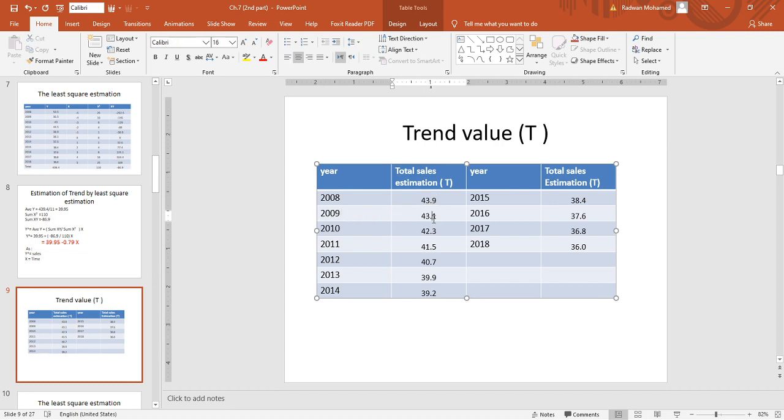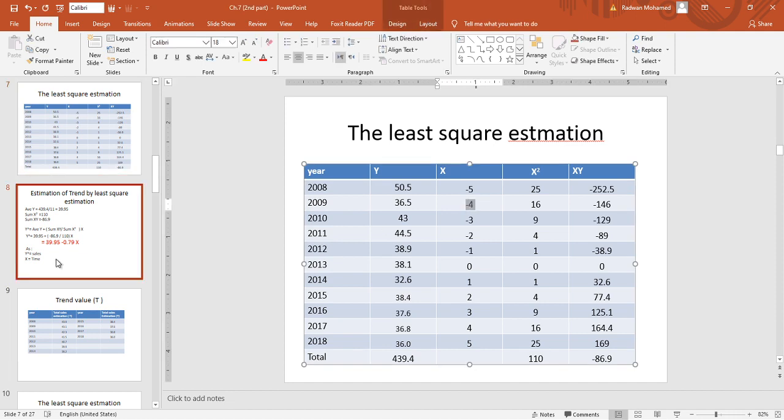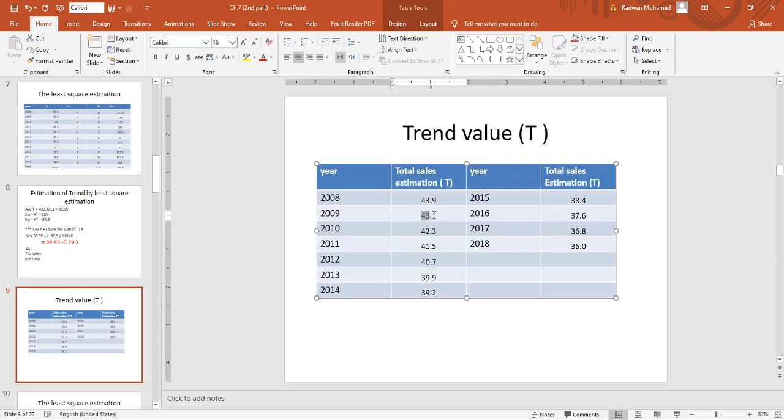Using the same formula for 2009, how could I do this? I will check the year value for x. For 2009, the value is negative 4, so I will replace x by negative 4. 39.95 negative 0.79, open the bracket, negative 4, close the bracket. It will give you 43.1. Using the same pattern, you will calculate the other years. Okay, so it's very easy.